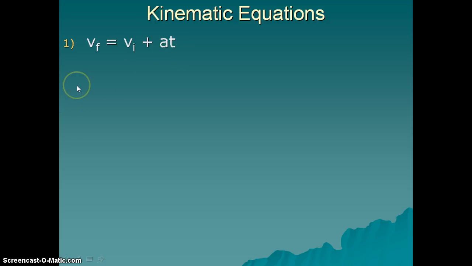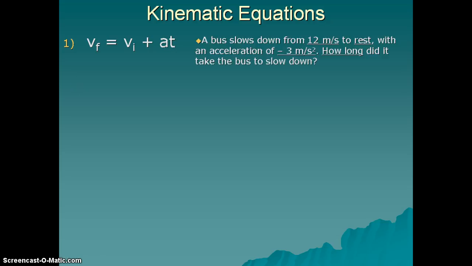Now you would use this equation for a problem like this. A bus slows down from 12 meters per second to rest with an acceleration of -3 meters per second squared. How long did it take the bus to slow down? We're given 12, which would be our VI, our initial velocity. Rest, or 0, would be our final velocity. Acceleration would go in here, and then we're asked for how long it took the bus to slow down. That refers to time. So then we could just solve for time.